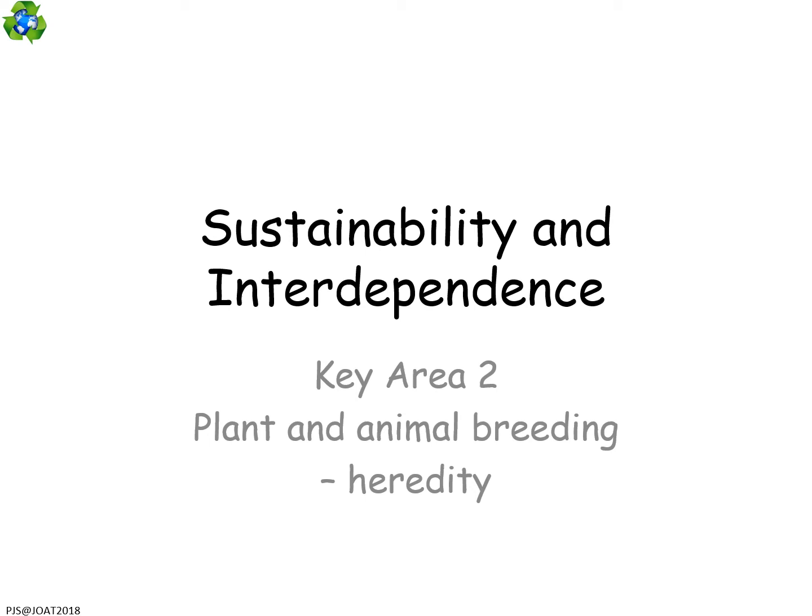Hi Highers, so we are looking at the sustainability and interdependence unit still, and in particular Area 2, plant and animal breeding and heredity. So we're taking into account some stuff from Nat 5 and some other stuff that we've already looked at in Higher and bringing it all together. As I say, we've got some stuff that we just need to pull back up from Nat 5.